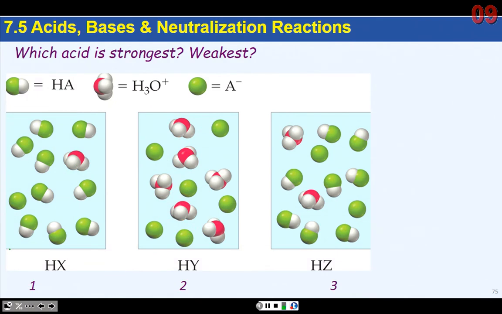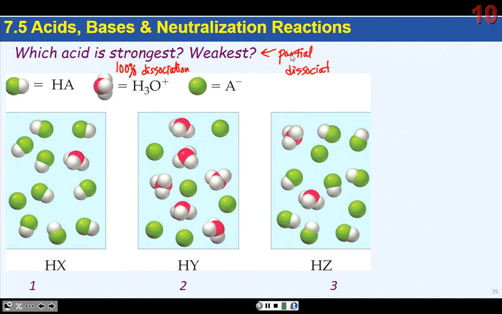All right, now let's talk about strong and weak in terms of picture diagrams. I know many people resist picture diagrams, but they're very helpful when you can sort them out. If the acid is HA, the little green sphere with a white knob on it, hydronium is red, oxygen with 3 whitish, grayish hydrogens on it, and the anion is the green. What is strong and what is weak? Well, remember, strong means complete or 100% mostly dissociation, and weak means only partial dissociation or very little dissociation.